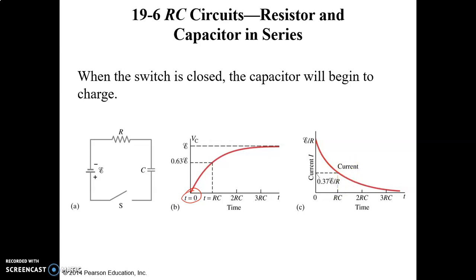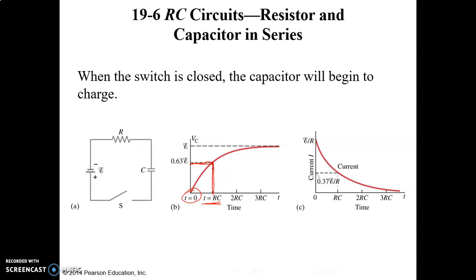Now we have a number in here, t equals RC. RC is just the product of the resistance and the capacitance. Now this is a very important number mathematically. The time RC is the time it takes to reach 63% of your maximum possible voltage. It's a statistically important number, and so this is a very important value.